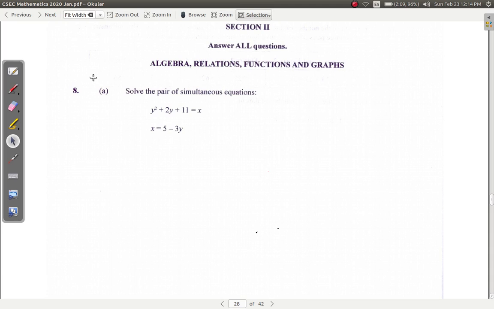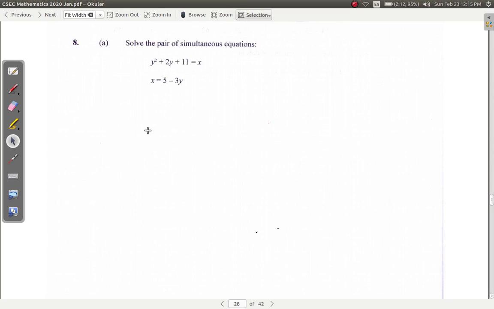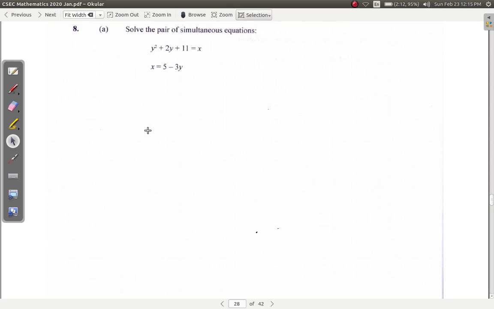Now, question 8a says solve the pair of simultaneous equations. You have y squared plus 2y plus 11 is equal to x. Then you have x is equal to 5 minus 3y.